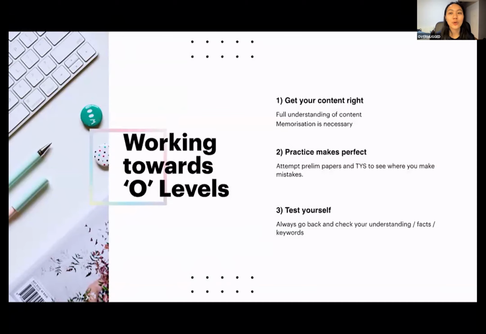Of course, practice makes perfect. So once you get step one done, then start doing a lot of practice papers, prelim papers, TYS, there's a lot of resources out there. And it's not like one single line, where once you understand the content, you no longer have to look at it and just keep doing practice papers. That's not true. It's a cycle. When you're doing practice papers, you have to ask: wait, did I memorize this wrongly? Did I understand this wrongly? So when you check your answers, it's a process, you keep going back, check your understanding, check your facts, and make sure you have all the keywords listed out.